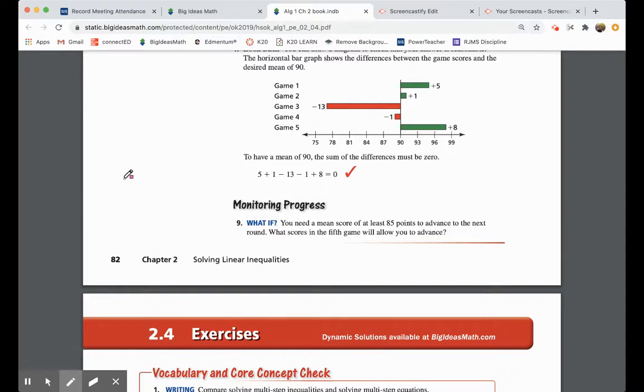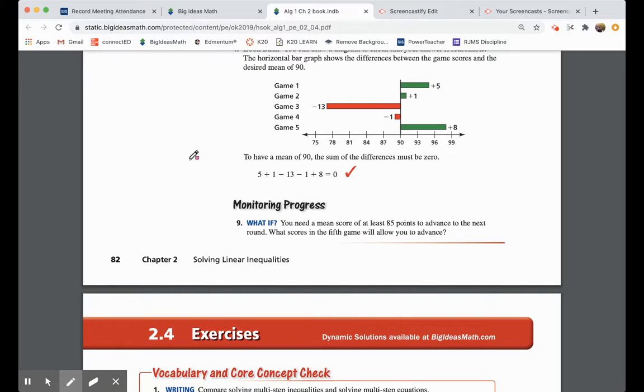Okay, that means that whenever you start this problem, this is the one that I want you to do, number 9. I worked this problem out before I worked out the example I just did, and I realized I wrote an equal sign instead of greater than or equal to. So when you see me write an equal sign, that is not right. It should be an inequality sign. This is talking about the same thing. It says you need a mean score of at least 85 points to advance to the next round. What scores in the 5th game will allow you to advance?